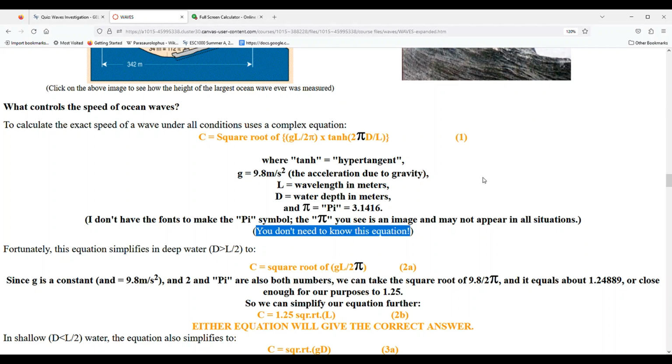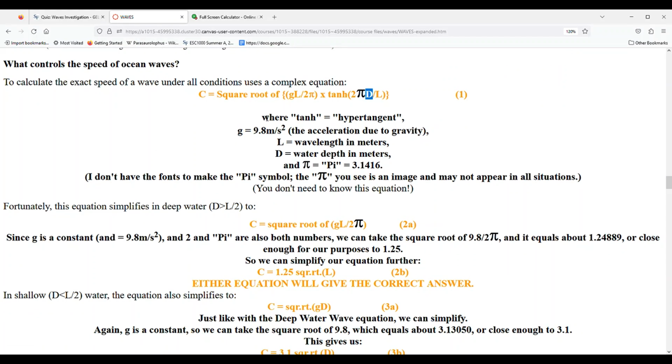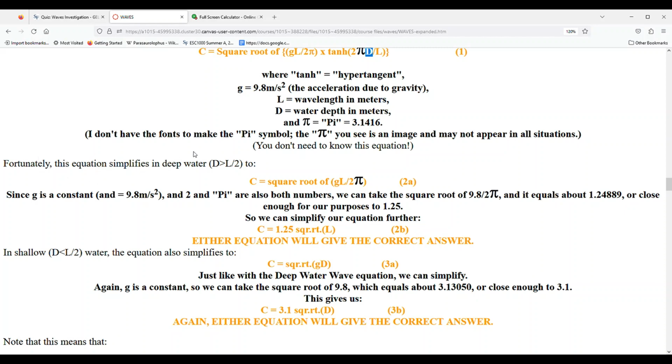You will never in this class use that equation. What I do want you to notice is that the things that go into this are gravity, the acceleration due to gravity, the wavelength, L, and depth, right there. And the good thing about this equation is that it simplifies if you are in water deeper than the wave base or shallower than the wave base.